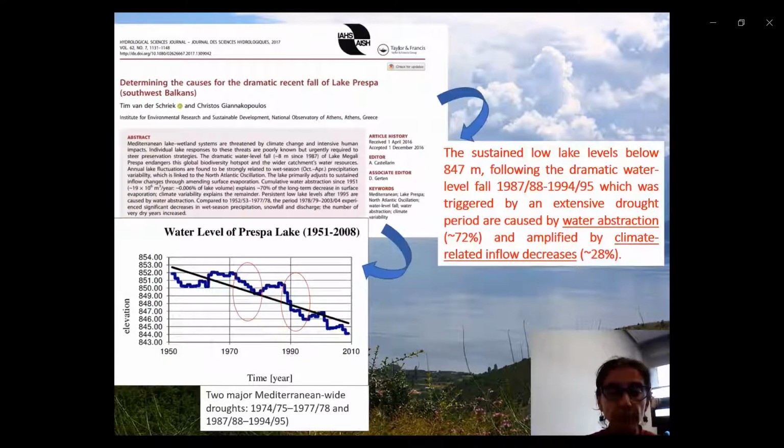Actually, there is a very interesting paper from 2017 by our Greek colleagues that studied in detail the loss of water in Prespa Lake. I'm only going to give you a very short summary of what they found. You see there are two major drops in water level, in the 70s and in the late 80s and early 90s.